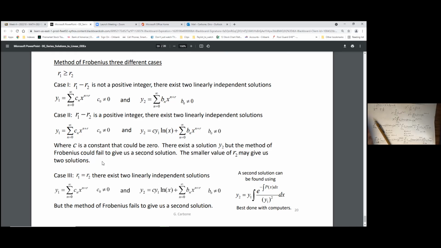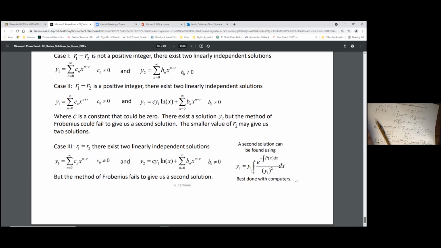And the larger value will only give you one solution, all right? And then there's a third case where R1 can equal R2, and there exist two linearly independent solutions, but nevertheless, you only get one.